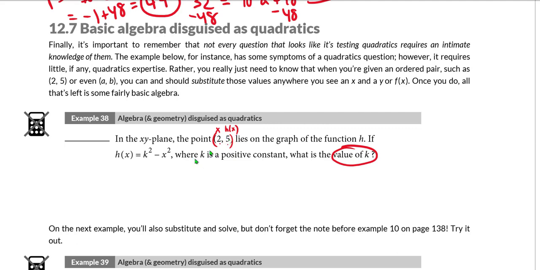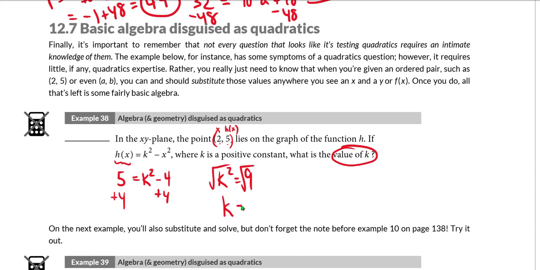We just have to take the 5 and plug it in for the h of x. We have to take the 2 and plug it in for the x. 2 squared is 4, so I'm just going to write down 4. Again, at this point, students might be thinking, I guess I've got to difference of squares this, and that is not the case. All we have to do is add 4, and we get that k squared equals 9. And now we square root both sides.